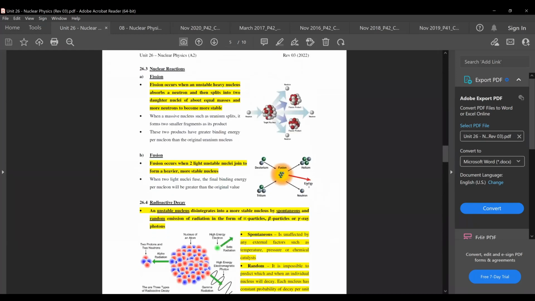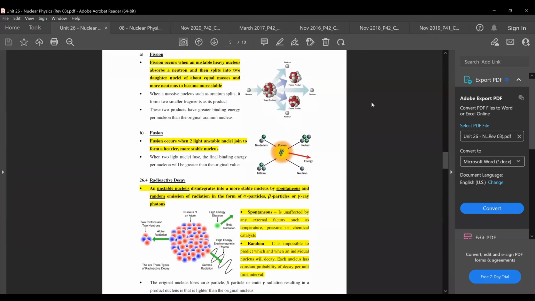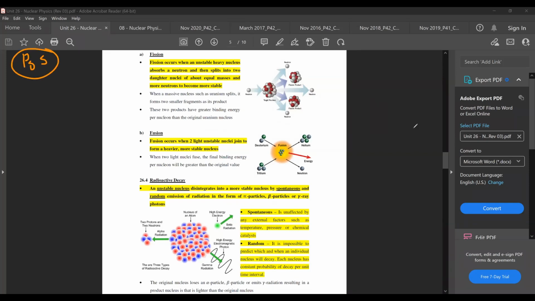Now, if you talk about nuclear reaction, this one you have to look at page 5 of your notes. Generally speaking, when you're talking about nuclear reaction, there are 3 kinds of nuclear reaction. Either you have fission or fusion, or you have something called radioactive decay.